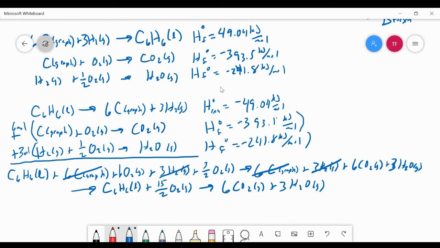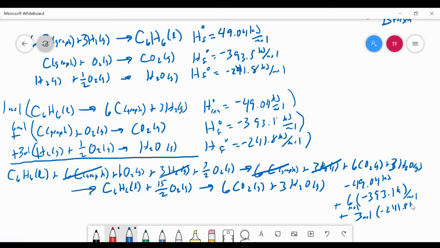Now, let's see what that does to our energy. We have to add the energies also. So we're going to add all these energies, negative 49.04 kilojoules. And in essence, I multiplied all this by 1 mole because I just needed 1 mole of C6H6. So the mole is going to cancel because I multiplied 1 mole times the energy per mole, plus 6 times negative 393.1 kilojoules. And again, that's 6 moles times this many kilojoules per mole, plus 3 moles times negative 241.8 kilojoules per mole.